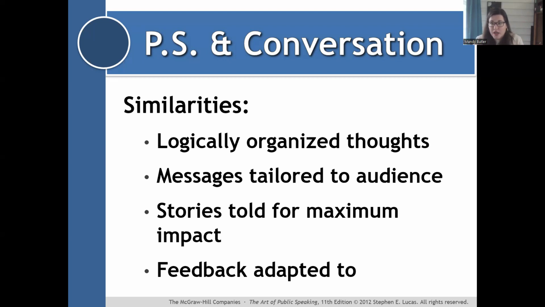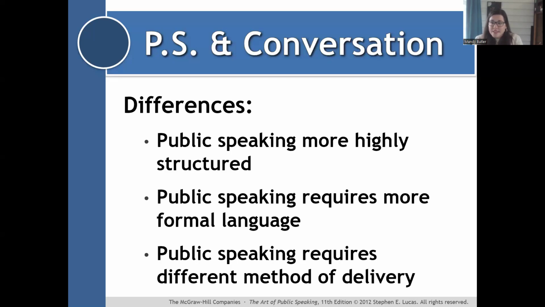I'm trying to get you to pick up what I'm putting down, to take away what I want you to take away, the same way you will be doing when you are delivering your speeches. So what are the differences? There's also a question about this on your exam. So what are the differences?